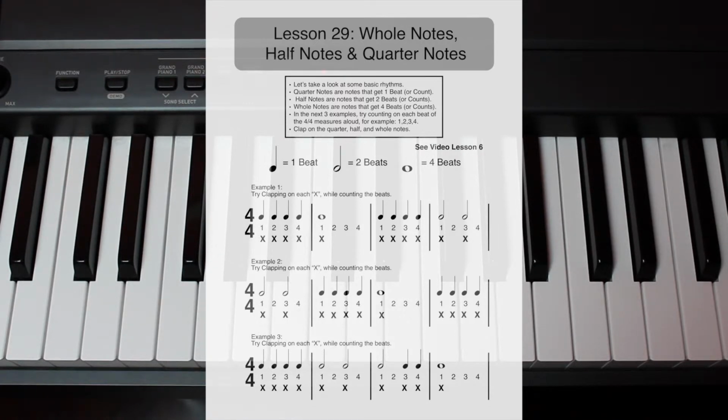The quarter notes are colored in and they have a stem. That's the vertical line that goes either up or down. The half notes are not colored in and they have a stem. And the whole notes are not colored in and they are missing a stem. They're just circular looking notes.